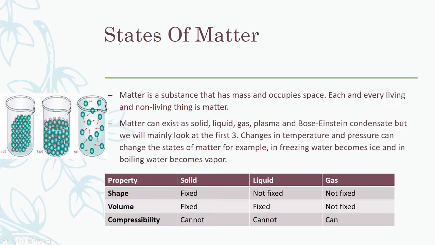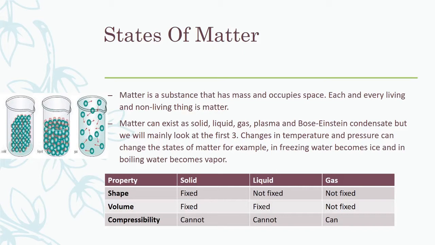States of matter. I am pretty sure every one of us knows what states of matter are, but we need to know exactly what they are. Matter is a substance that has mass and occupies space. Each and every living and non-living thing is matter. So basically anything that has mass and anything that takes up space is matter.